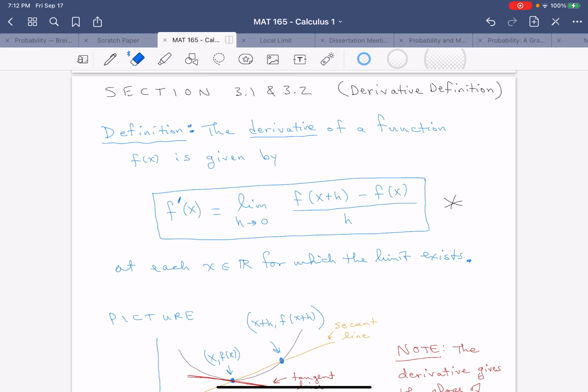And remember this little e symbol. This little e symbol is an element of. And so for any x an element of the reals means for any real number x for which that limit exists. So we define it to be this value if that limit exists at that particular x value.